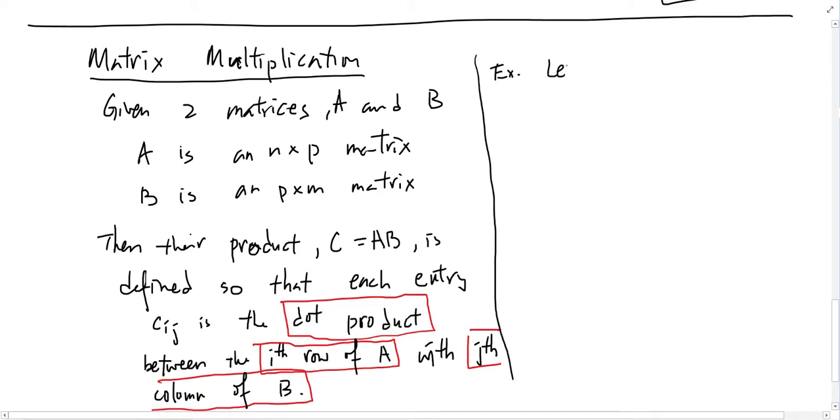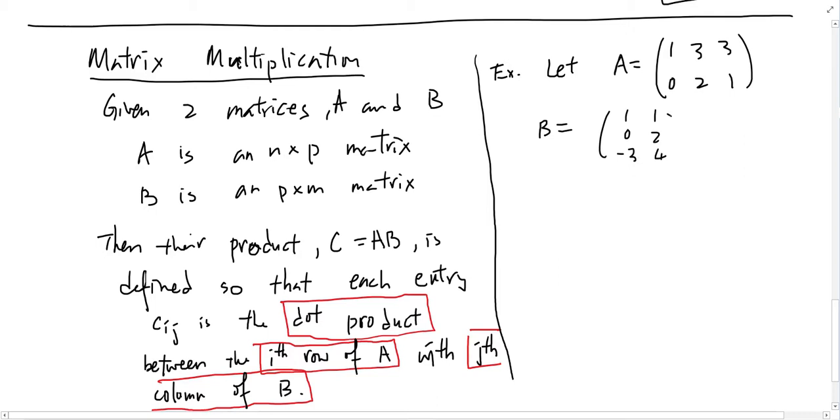Let's say we're given these two matrices, A, which is 1, 3, 3, 0, 2, 1, and B, which is 1, 1, 0, 2, negative 3, 4. I'm going to ask you to find A times B. Okay, and how about we give this a name? I'm going to ask you to find C, which is equal to A times B.